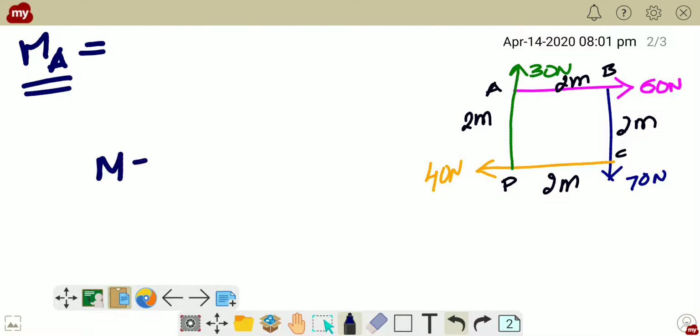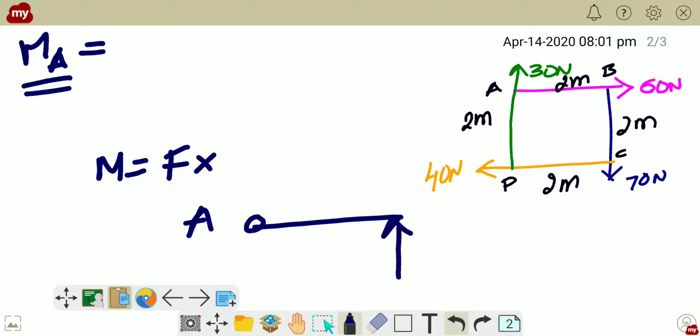So M equals force multiplied by the perpendicular distance between the line of action of force and the point where the moment is required, right? For example, if I take this point, at this point I want to calculate the moment. So force is somewhere acting here, right? If the force is acting here, this is the point where I require the moment, and the line of action of force will be like this. If I calculate the perpendicular distance, this is nothing but the perpendicular distance between the point where the moment is required to the line of action of force.